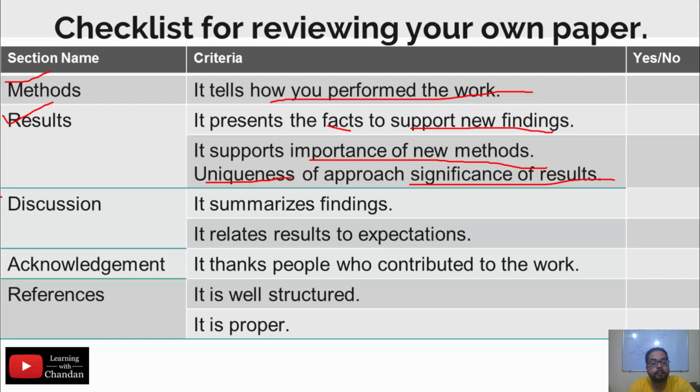In the discussion section, you have to summarize the findings and relate the results to the expectations. In the acknowledgement part, you have to thank all those people who have helped you in your work. And the references part should be well structured and proper.